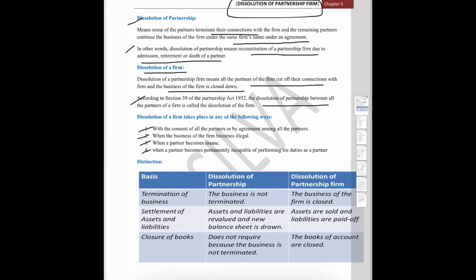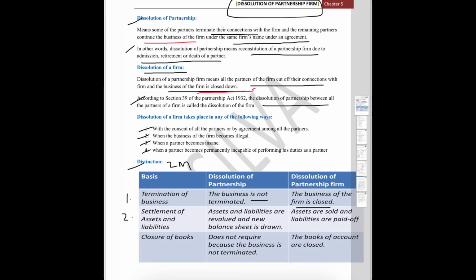Well, the next important discussion is on difference between dissolution of partnership and dissolution of partnership firm. This can be asked for your 2-mark question. So point number 1 says termination of business: no, it does not get terminated under dissolution of partnership, whereas dissolution of partnership firm means the closure of business. That is what we have understood in the meaning. You can look here, dissolution of partnership firm means it is closed down, whereas in case of dissolution of partnership, the business of the firm continues.